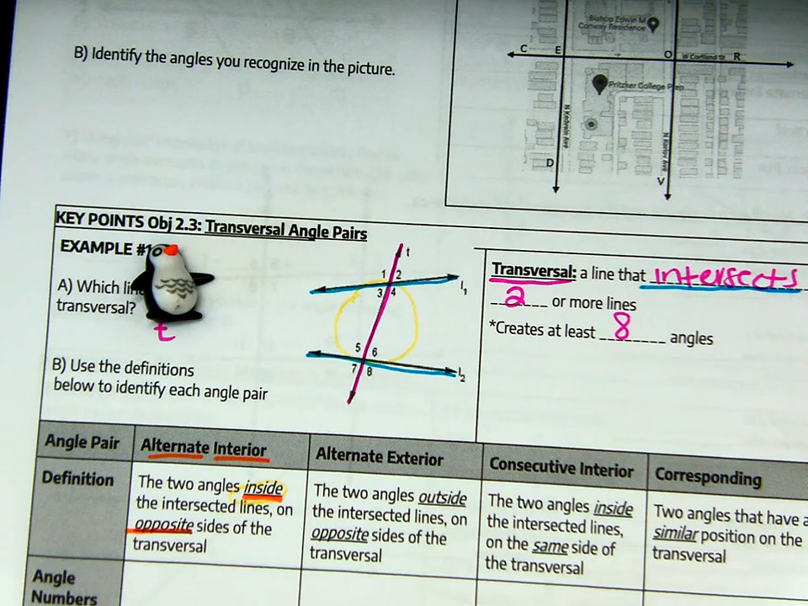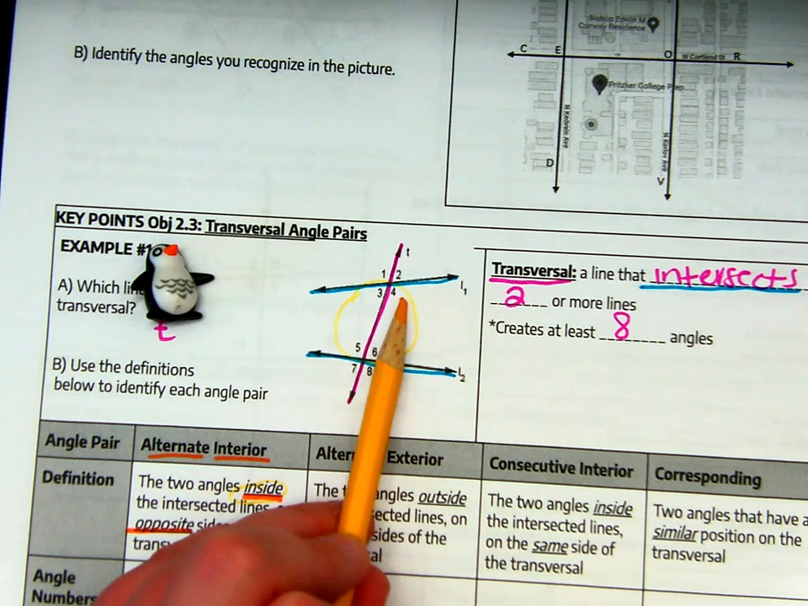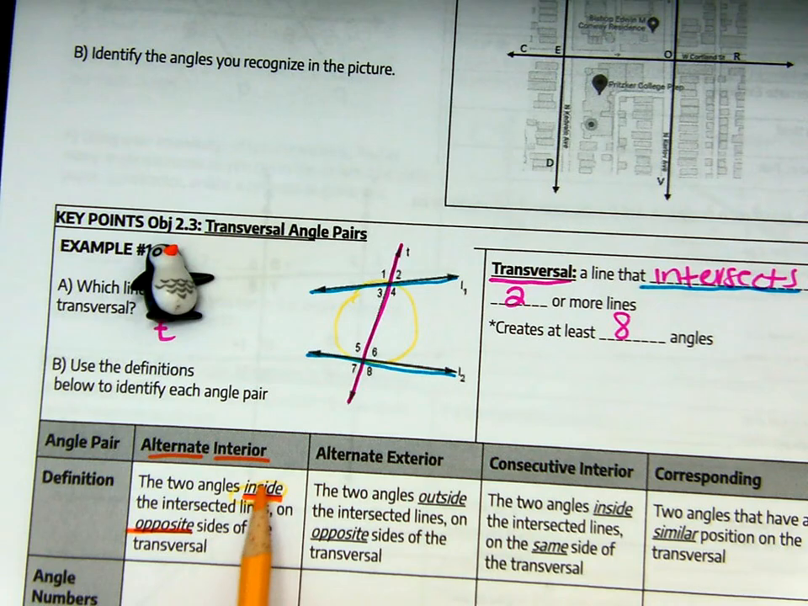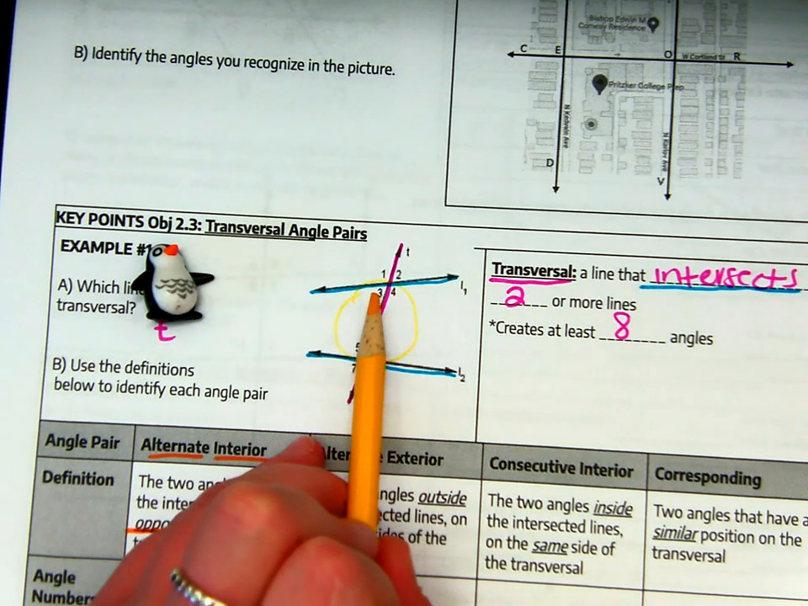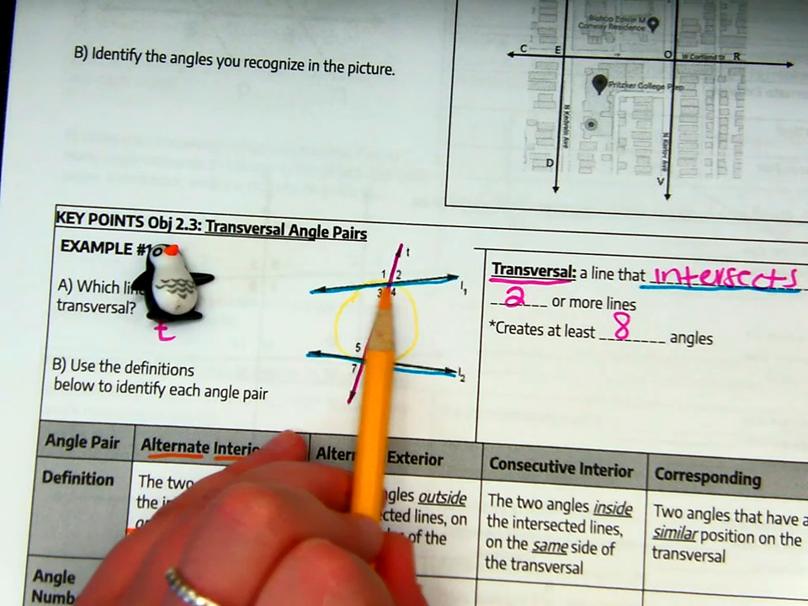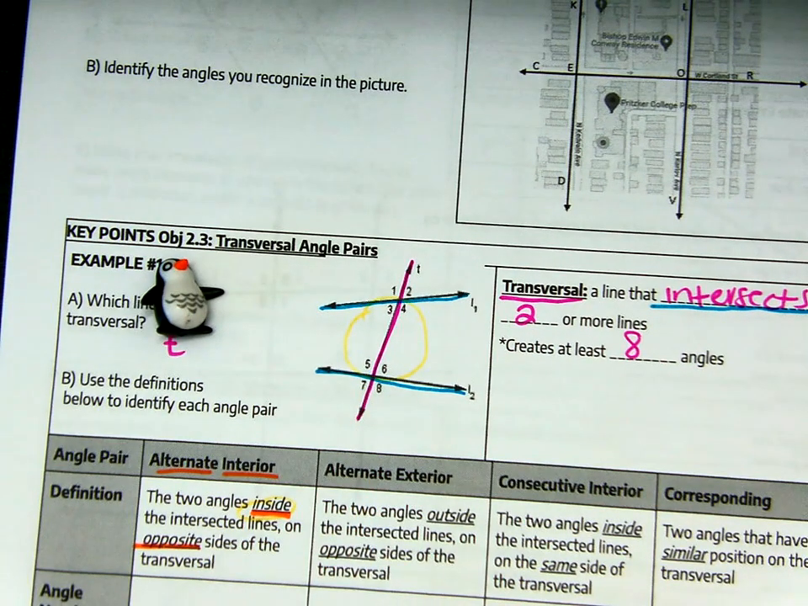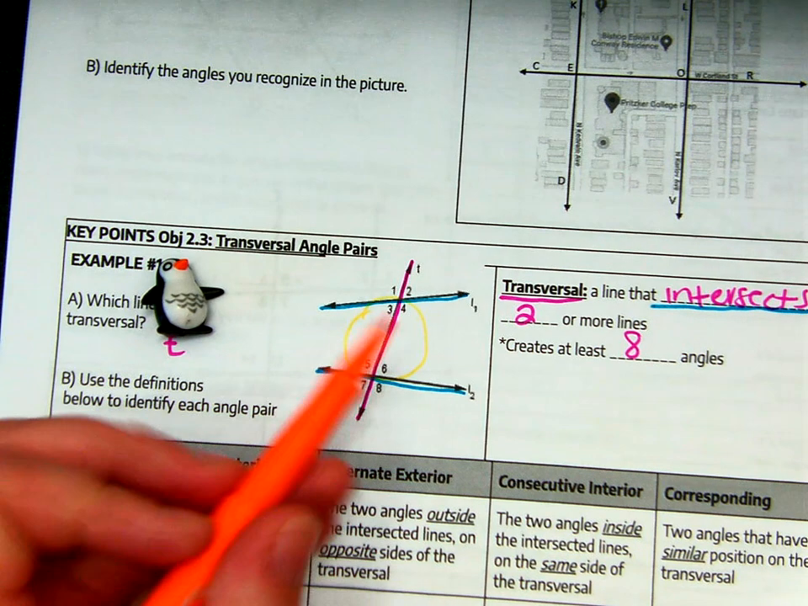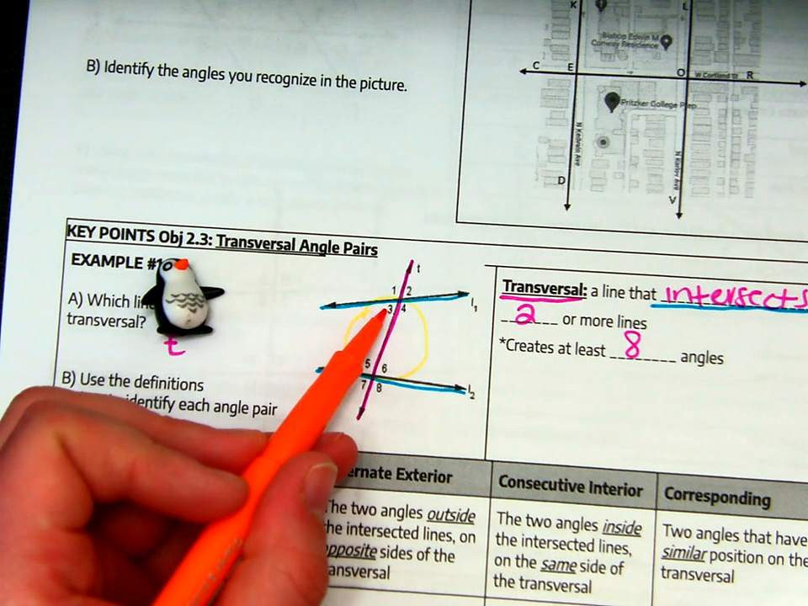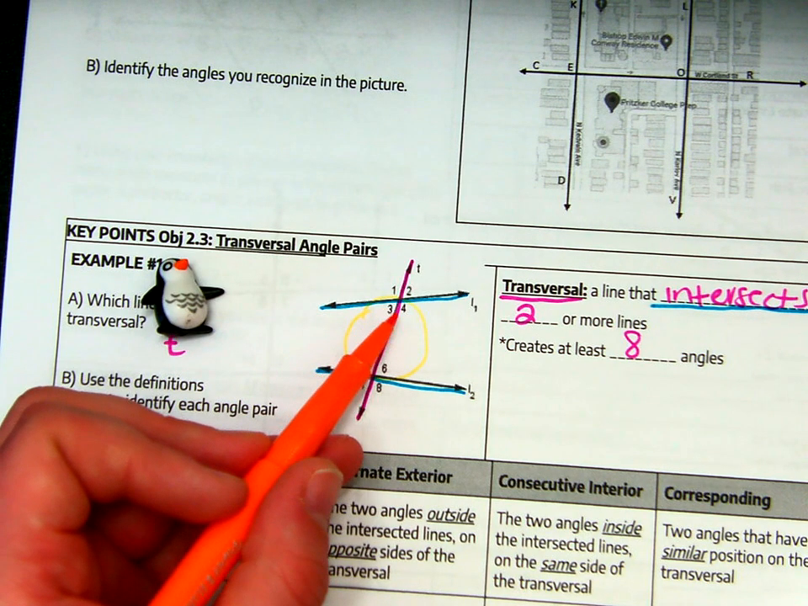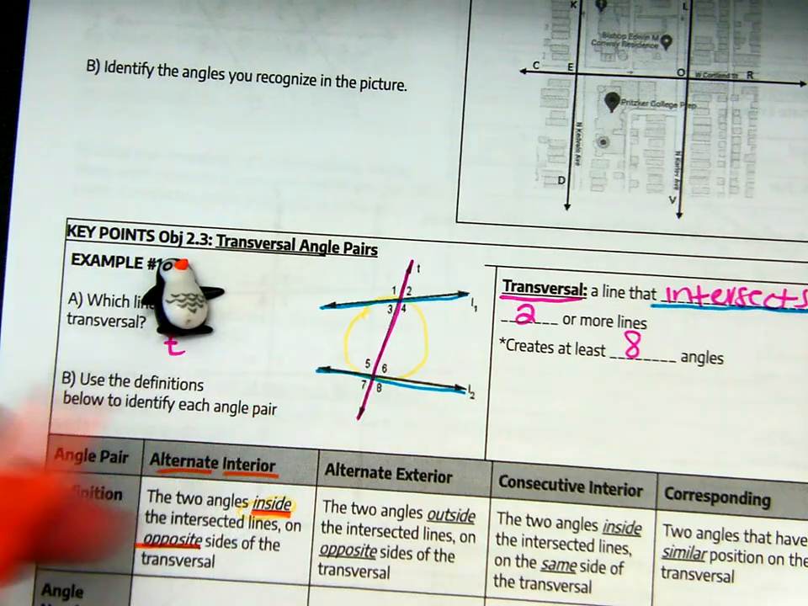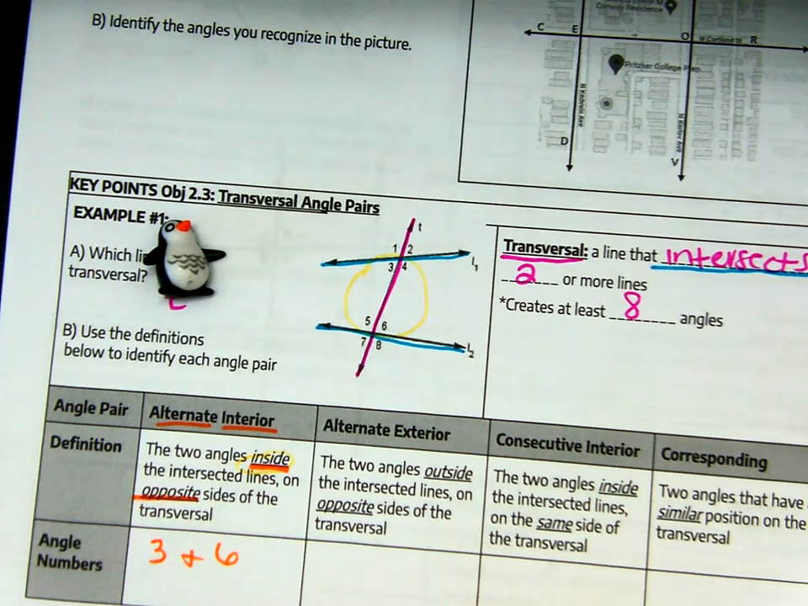You might be tempted to say 3 and 4, because 3 and 4 are inside the intersected lines and on opposite sides of the transversal, the pink line. One's on the left, one's on the right. However, 3 and 4 already form a linear pair, as we talked about up here, so we're not going to call them alternate interior. Instead, if we're talking about angle 3, what angle is inside the intersected lines on the opposite side of the transversal? That's not 4, it's 6. 3 and 6 we call alternate interior. 5 and 4 we call alternate interior.